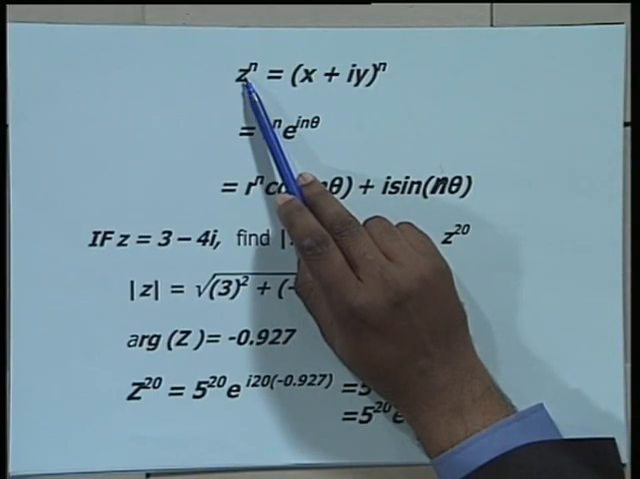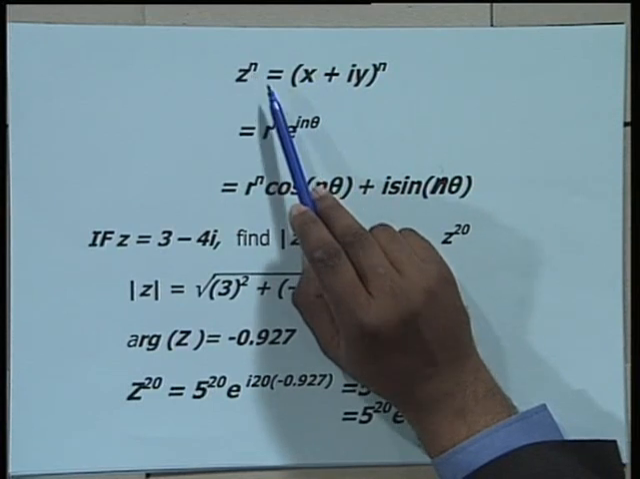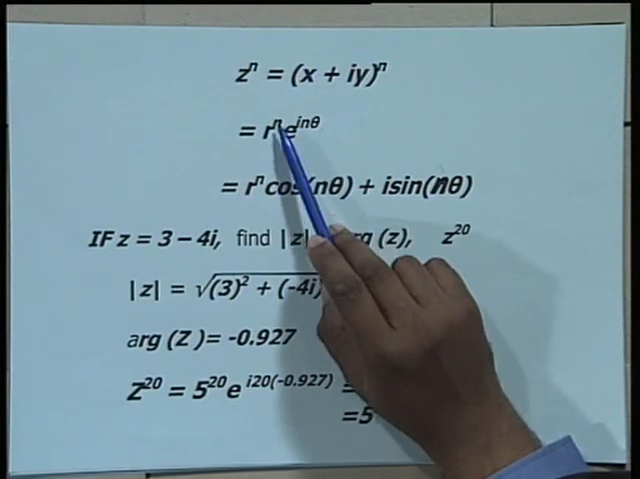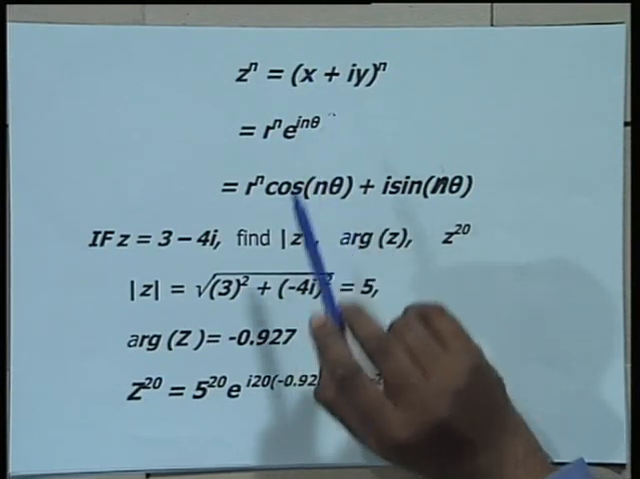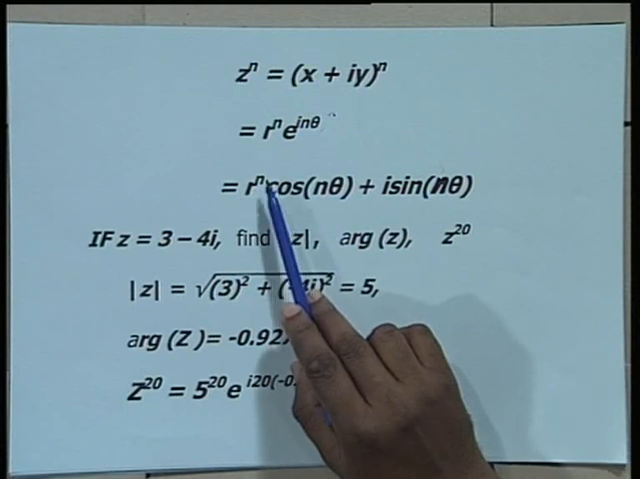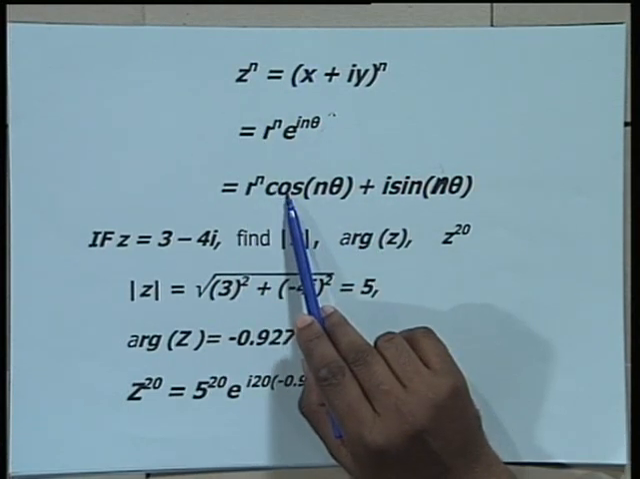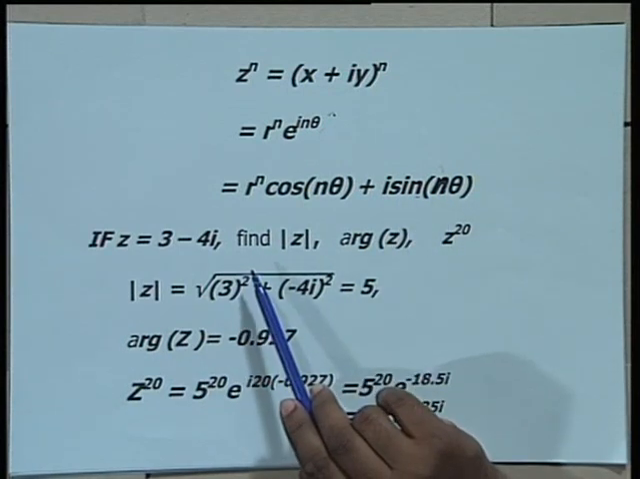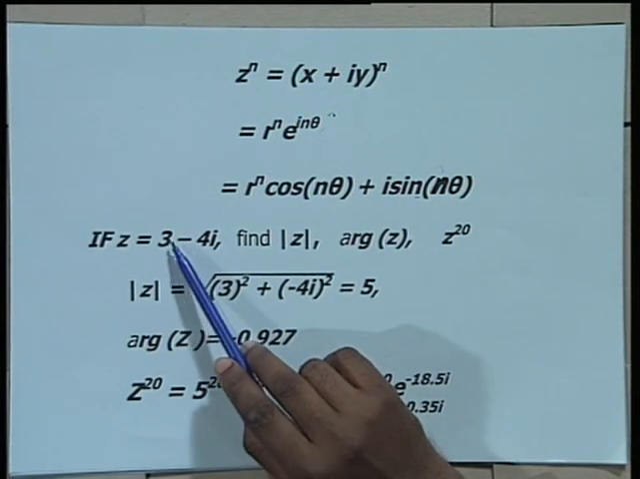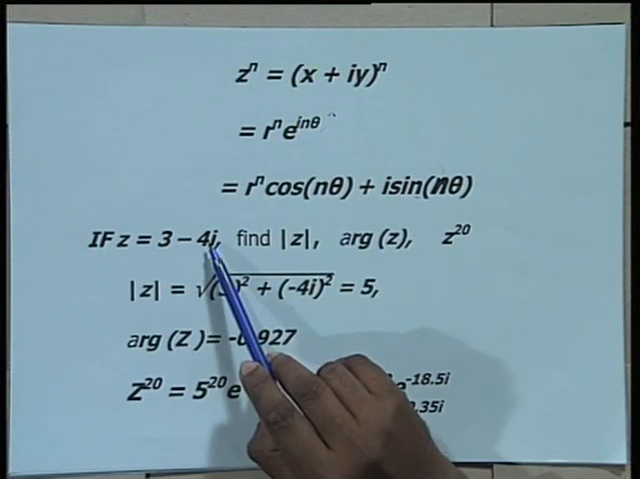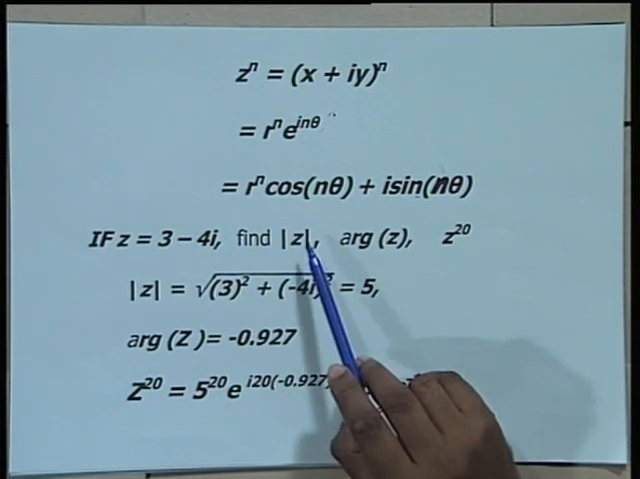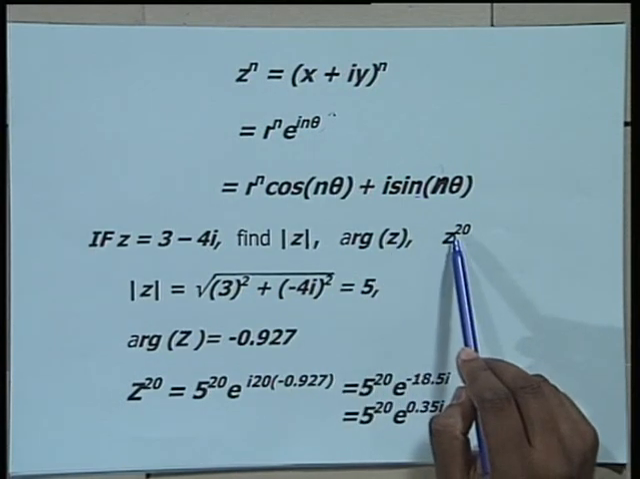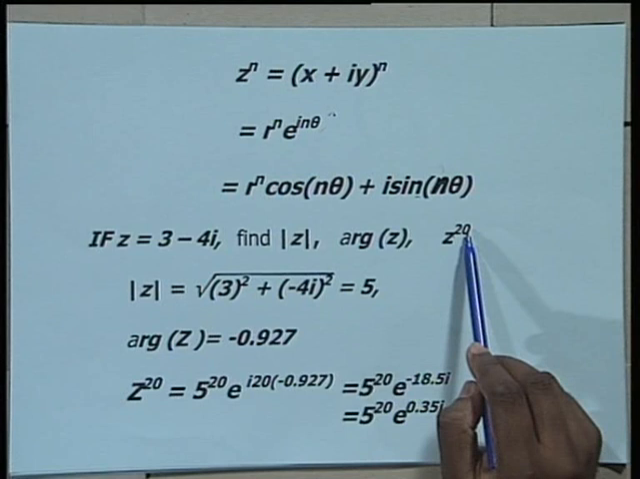Let's take the first one. If I have to find z power n, it is sufficient to write the polar form and take the power n. Similarly, z power n in polar form would be r^n (cos n theta plus i sin n theta). Let's illustrate that by an example. If z is 3 minus 4i, find the modulus of z, the argument of z, and z power 20.